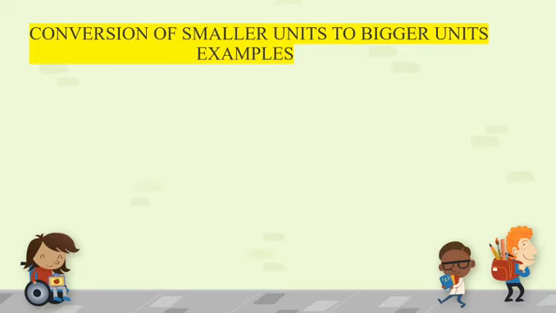Now let's solve a few examples to understand how to solve questions based on conversion of smaller units to bigger units, or we can say lower units to higher units. Question number 1, or example number 1, says convert 385 centimeter to meter.